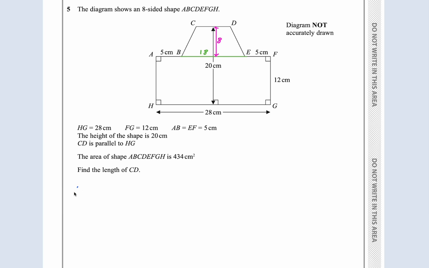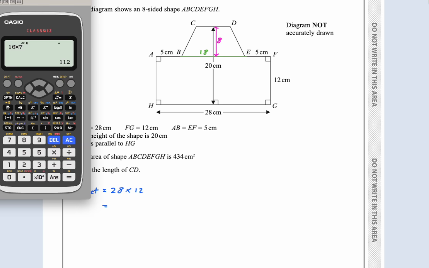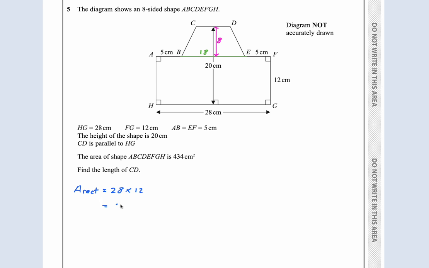Area of a rectangle, so the area of the rectangle, that's easy. It is just 28 times 12. That's length times width. 28 times 12 is 336. And the area of the trapezium, area of the trap, is equal to, now the trapezium, guys, I'm going to call this length here X. That's the length we're trying to find.